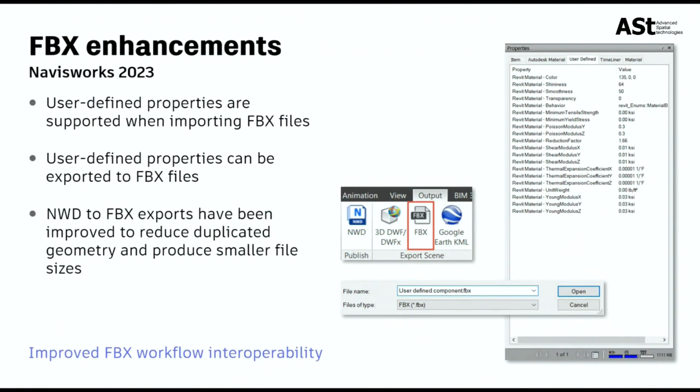There've been several enhancements for FBX files. Those are the files that include lights and geometry and materials. User-defined properties are now supported when importing FBX files and are displayed in the properties window. User-defined properties can now be exported from Navisworks using the FBX option available in the Output tab. And the amount of duplicated geometry when creating an FBX from an NWD has been reduced, resulting in a much smaller file size. So this is going to be more efficient for your exporting process.